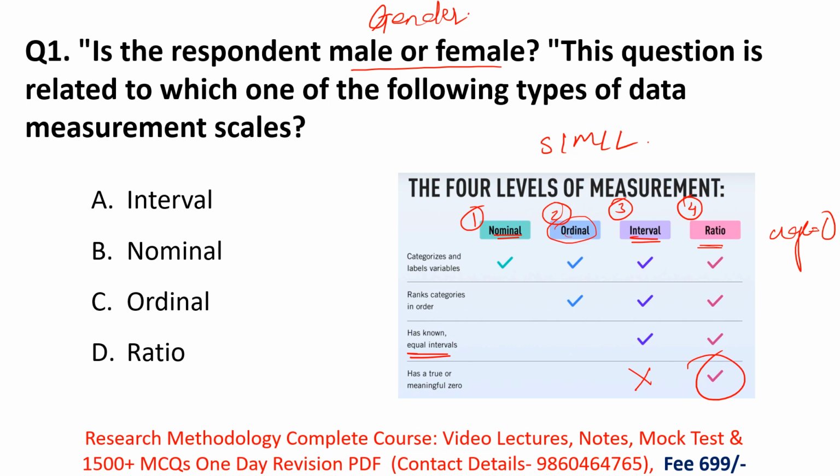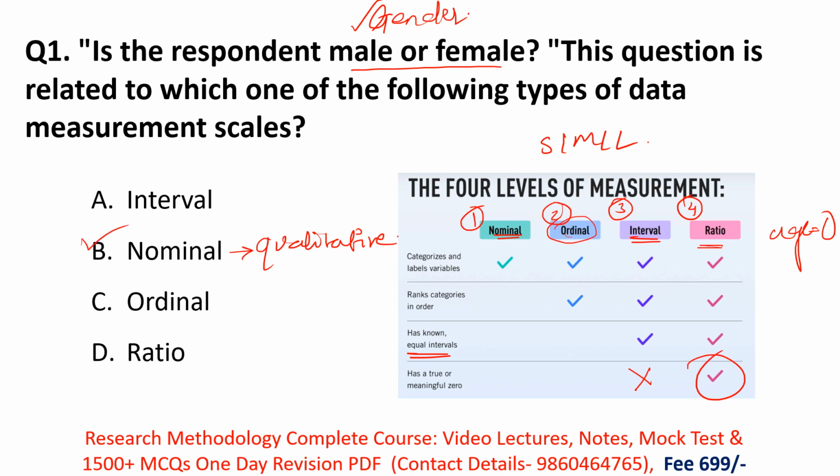So what are they asking in the question? Gender, male or female. Male or female is the gender, which represents our characteristics, and characteristics basically means nominal. We arrange our variables according to characteristics, like gender, male or female, or beauty levels. That means in nominal, the variables we have are qualitative. So they are asking about gender, male or female, and that means it is related to the nominal scale.